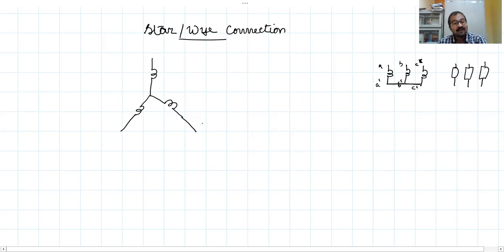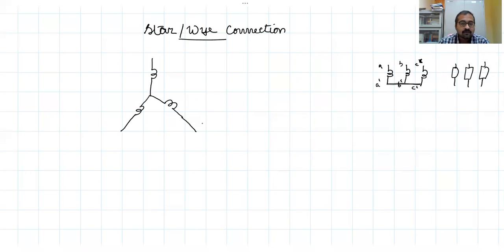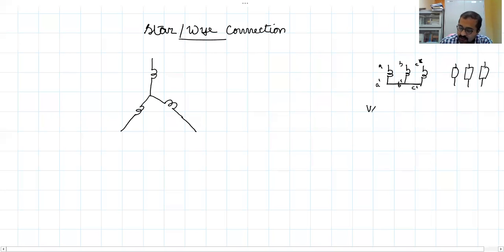So we are considering a balanced supply. What do you mean by balanced supply? All the coils are identical, that means they have the same number of turns, and they are rotating in a uniform magnetic field. So the voltage magnitudes will be the same, but the phase angle difference between any two voltages will be 120 degrees. That's the meaning of a balanced or symmetrical supply. For example, V angle 0, V angle minus 120, and V angle minus 240 if you are considering the ABC phase sequence. So this is a star configuration.